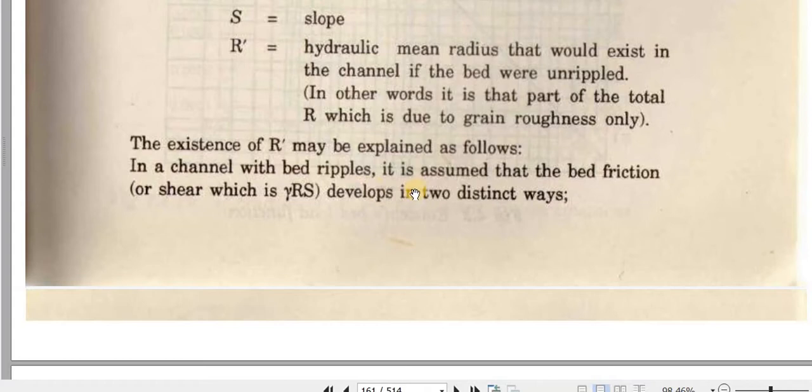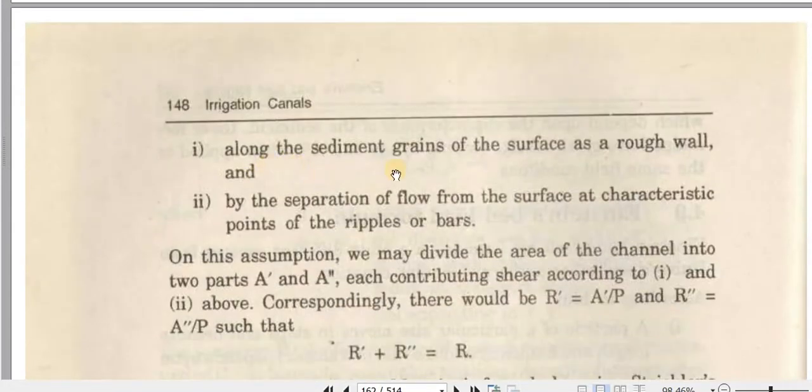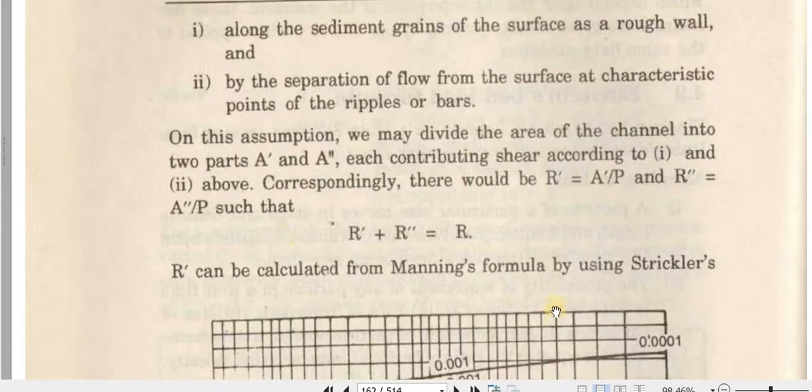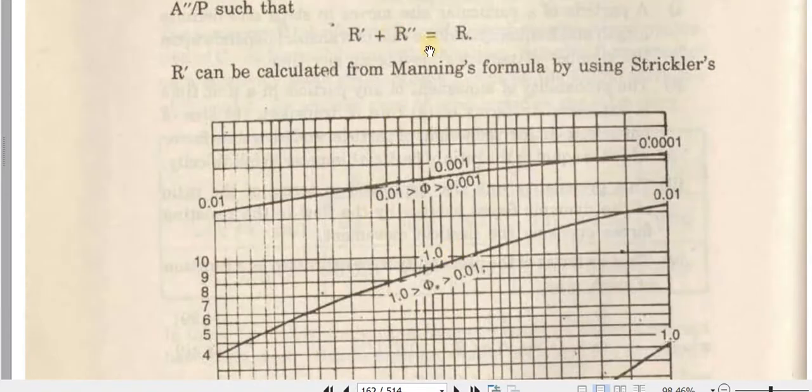In a channel with bed ripples, it is assumed that total bed friction develops in two distinct ways. One along the sediment grains of the surface as a rough wall, and second by separation of flow from the surface at characteristic points of ripples or bars. And usually we take R as one case. It is basically defined for two different cases.